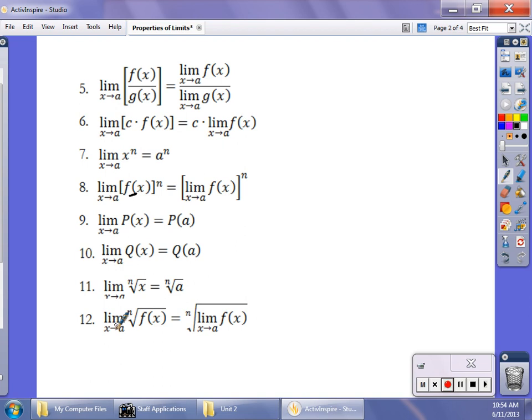If you need help with these or clarification, most of them, like I said, are common sense. Go ahead and put them down. They're supposed to help you identify or help you out in evaluating limits. I did put this list up on the website, so you have them there. If you don't want to copy them down, you can just go ahead and print out that list.